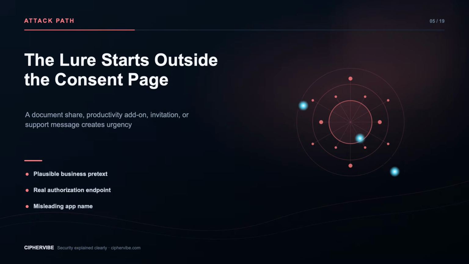The lure may promise a shared document, meeting recording, workflow tool, security update, or support action. Its link leads to a legitimate authorization endpoint for an attacker-controlled application. The application name and icon can imitate a familiar task, but the requested access tells the real story.